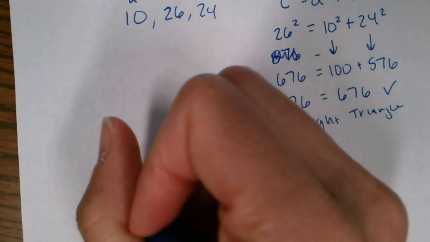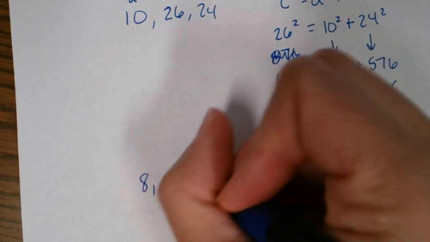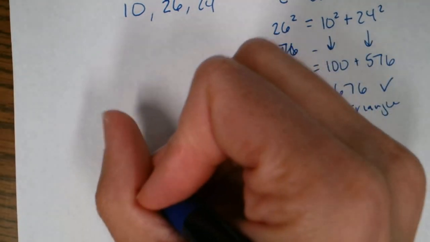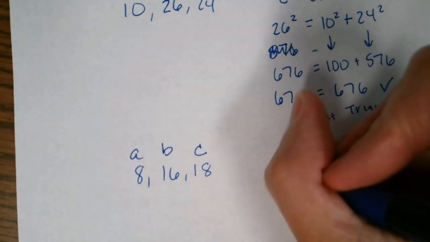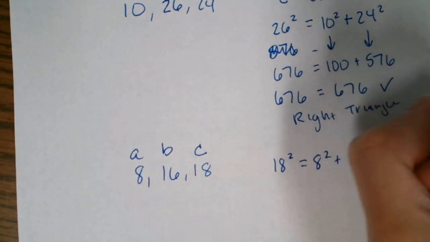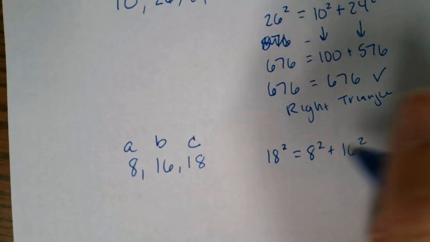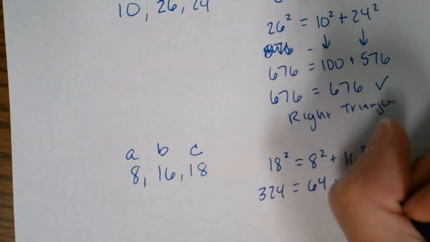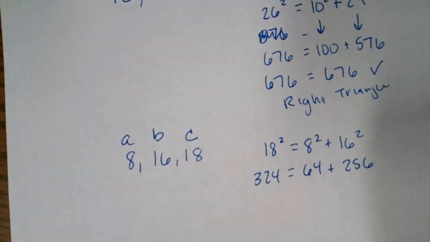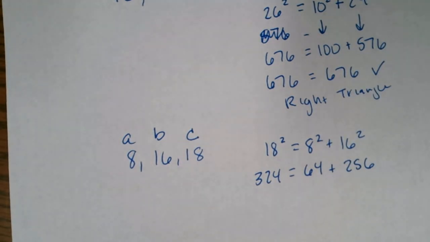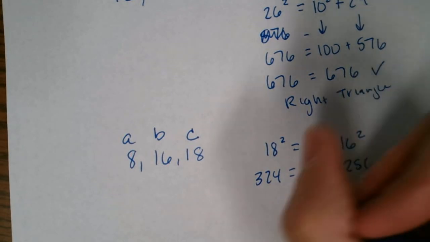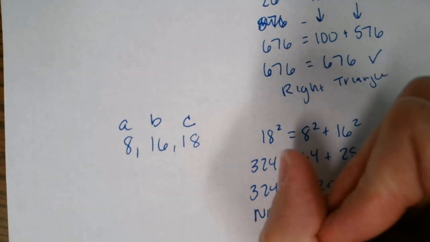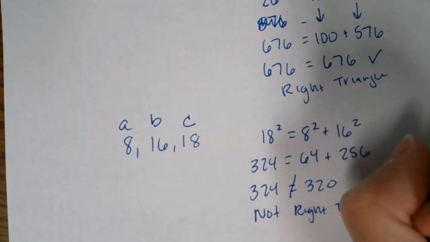Okay, if we had three other numbers, let's say 8, 16, 18, we would make the longest C, and then the other two don't matter, and we're going to use our formula and see if the left side equals the right side. 18 squared is 324, 8 squared is 64, and 16 squared is 256. So we have 324 equals 320. So that's not equal, so this is not a right triangle.